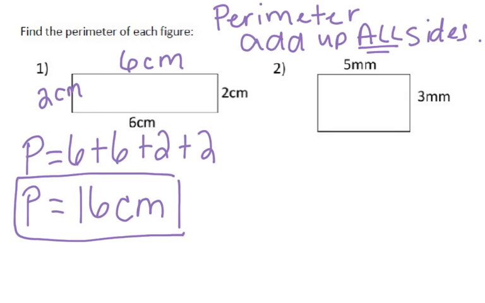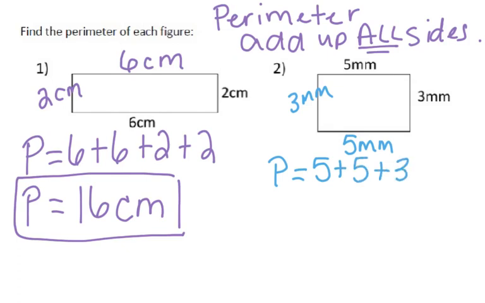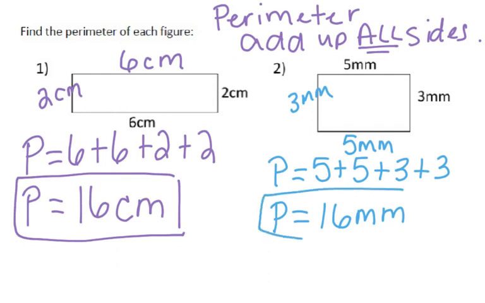Okay, so for number 2, we want to label the sides that are missing. So we have 5 millimeters here and 3 millimeters here. So then to find the perimeter of this figure, we would just add up all the sides. So 5 plus 5 plus 3 plus 3. So the perimeter of this figure is 5 plus 5 is 10, plus 3 is 13, plus 3 is 16. And then our units is millimeters.